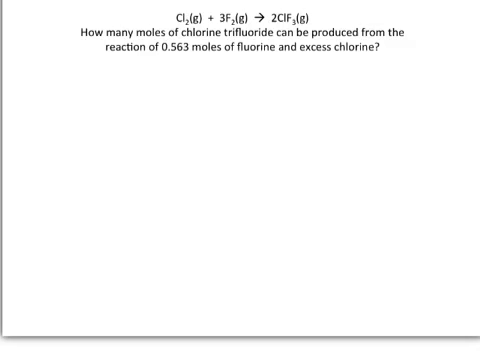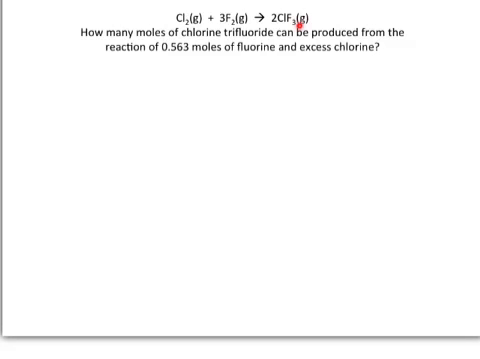So in the first example in this video, we want to know how many moles of chlorine trifluoride can be produced from the reaction of 0.563 moles of fluorine. And we're told that chlorine is in excess. So in this case, we're only worried about converting between the amount of fluorine consumed and the amount of chlorine trifluoride that's produced. If we're already given our quantity of fluorine in moles, this problem is relatively simple. I just need to convert between moles of fluorine and moles of chlorine trifluoride.